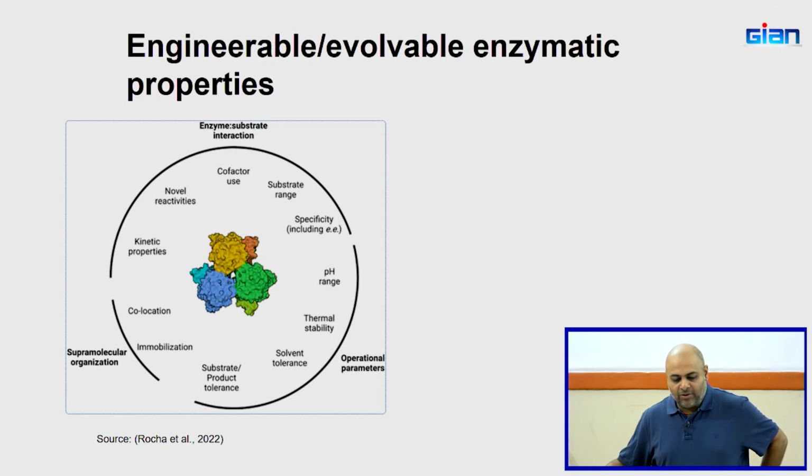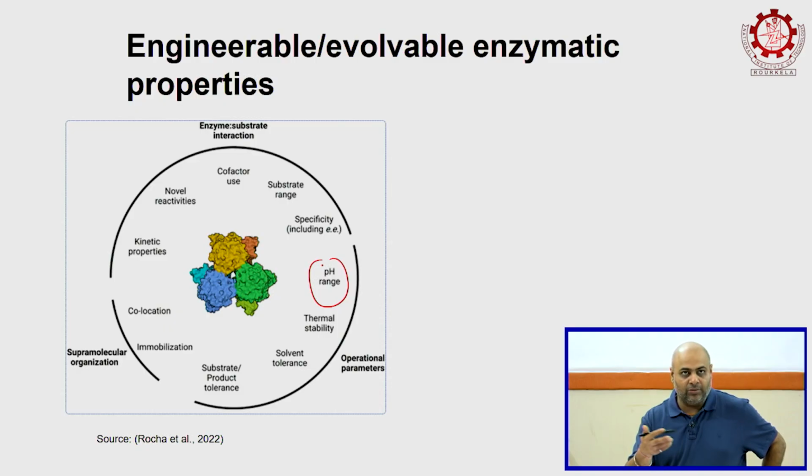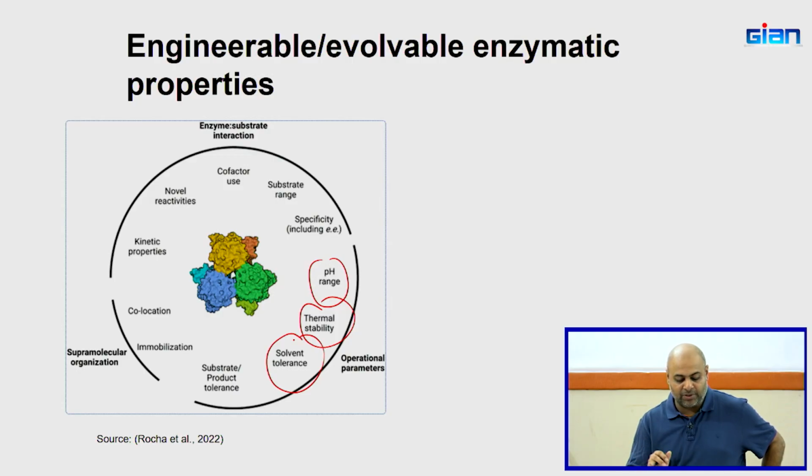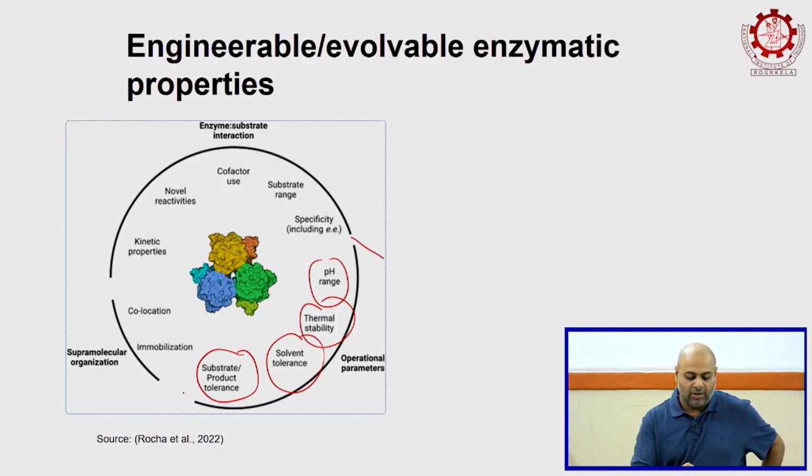The other aspect of an engineerable enzyme would be the properties. What are the things that we are trying to modify? You have the pH range under which they will act, the thermal stability, the solvent tolerance. These are all the operational parameters, and the substrate product tolerance. Now these things will get used when we are working with the fermentation process.